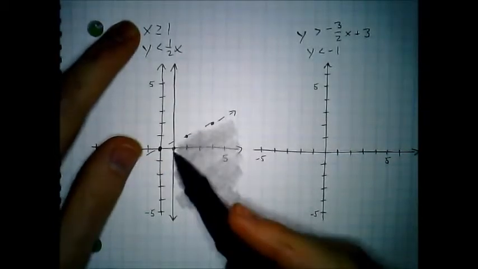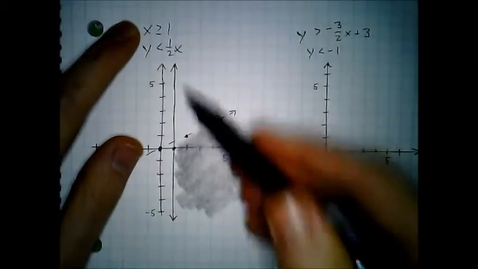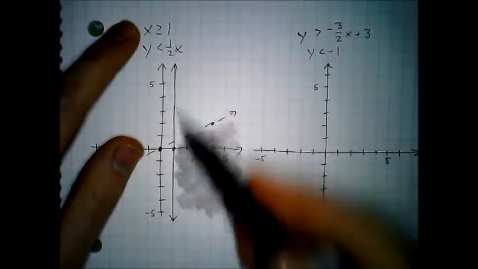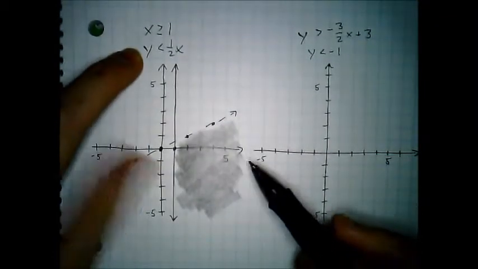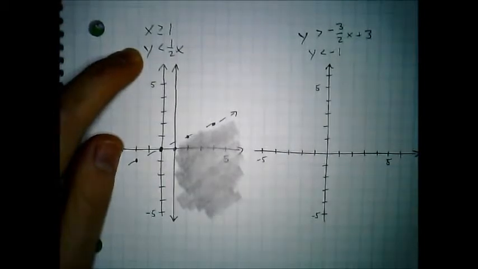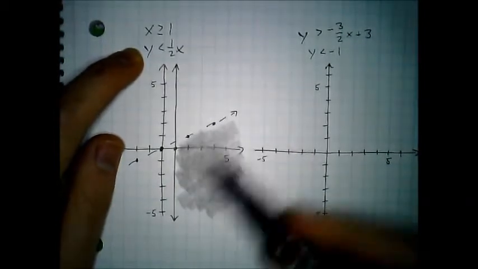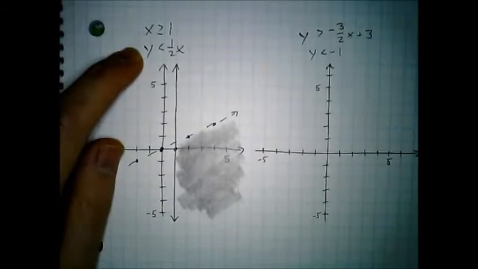We need x to be greater than 1. That's obviously to the right of our line x equals 1, so that's when it equals 1, and we can see that these numbers are bigger than 1. And y is less than 1/2 x is the region down here underneath. So this is where they both overlap.